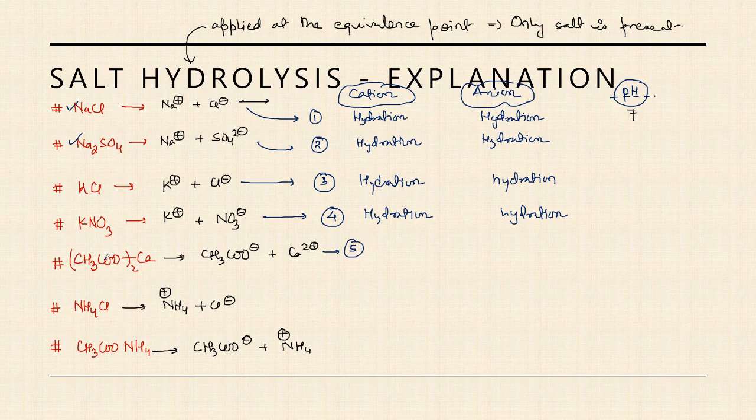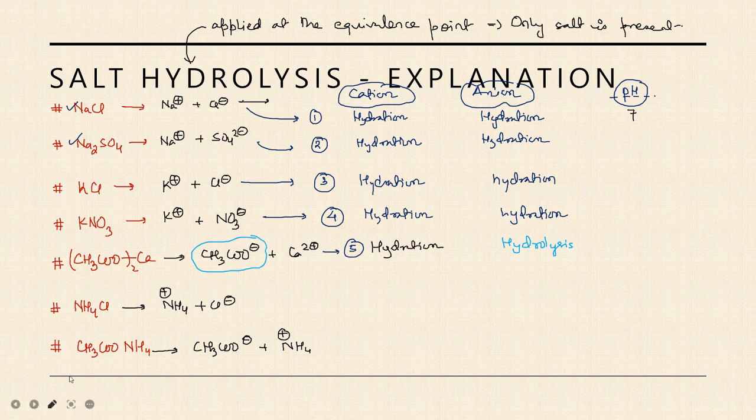Next, calcium acetate. So acetate comes from a weak acid, acetic acid, and so can I say this cation will undergo hydration, but the anion will undergo hydrolysis. ये anion का hydrolysis यहाँ पे हो जाएगा.